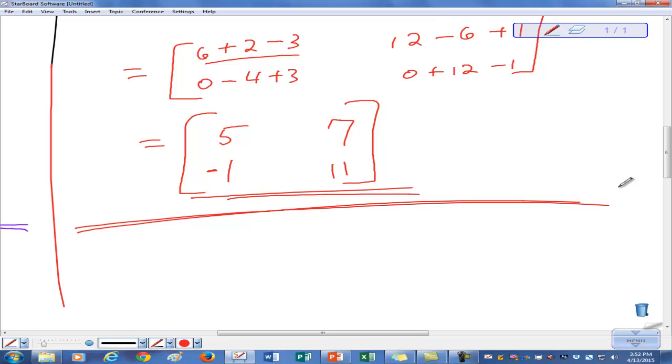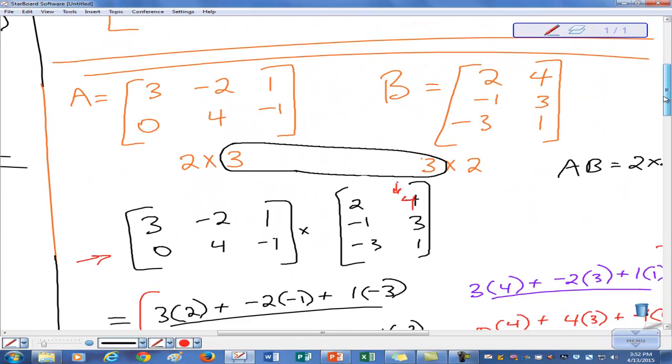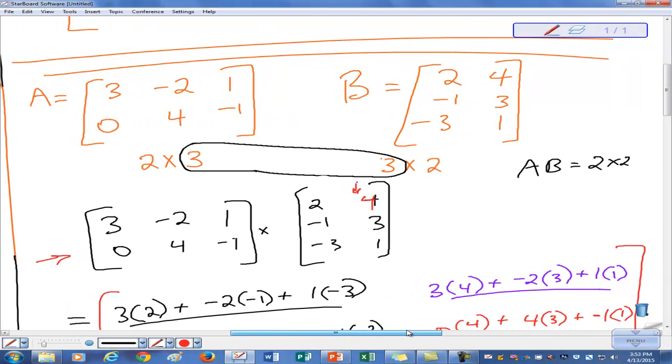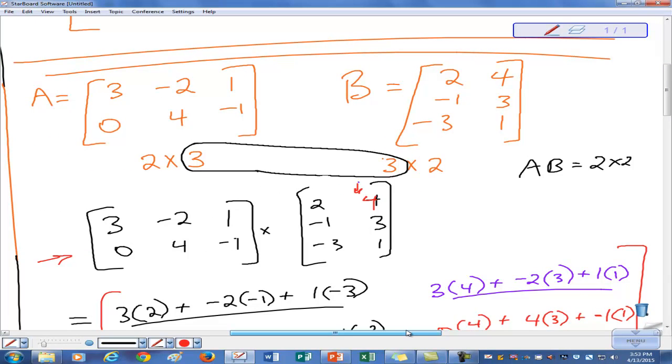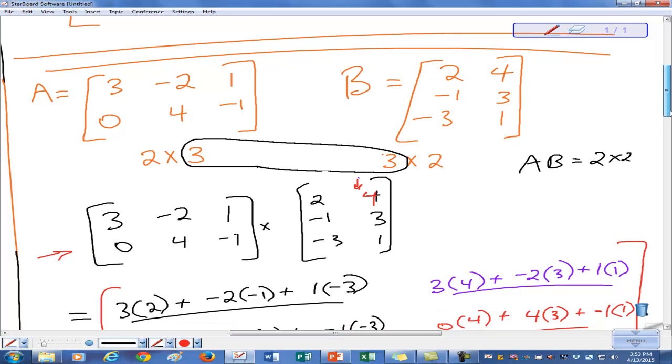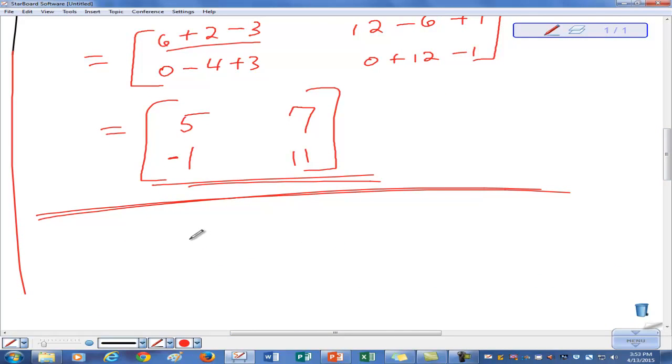Now, unfortunately, matrix multiplication is not commutative. So just because we had A times B does not mean that we can do B times A. So in other words, A times B does not equal B times A. We said that matrix A was a 2 by 3, and we said that matrix B was a 3 by 2.